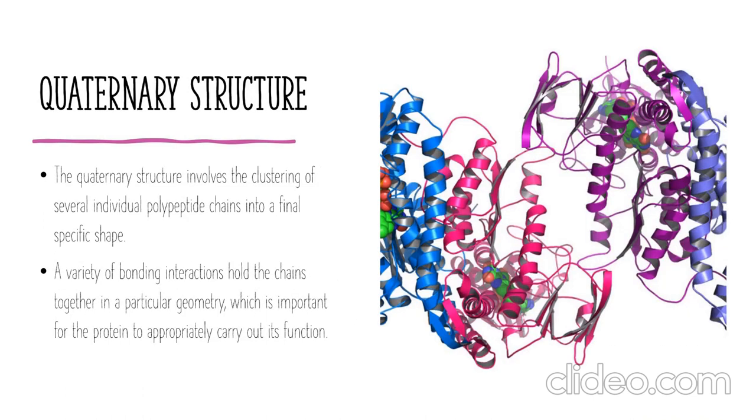Proteins can be made of one or more polypeptide chains, and in the quaternary structure, you're looking at a protein consisting of more than one polypeptide chain. Each of these polypeptide chains can be a subunit, and interactions between them keeps them together.